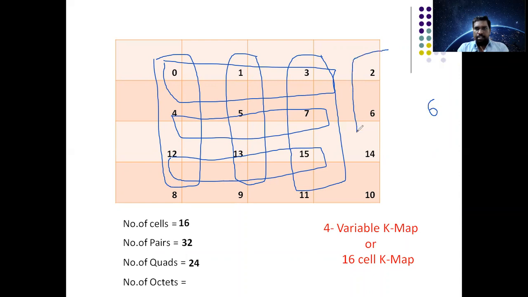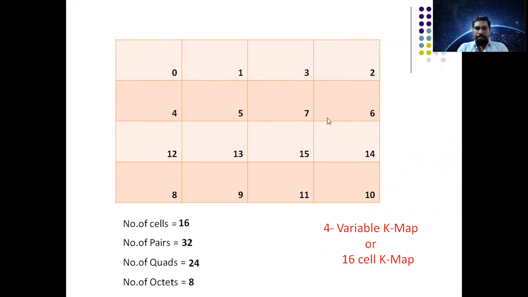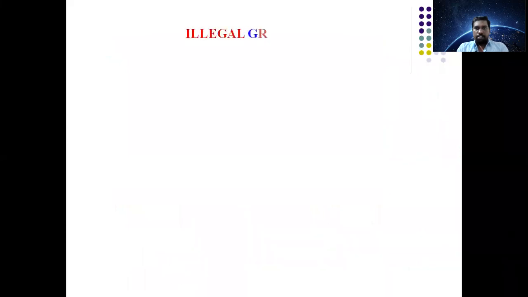Next, this last column with first column will be one octet. Likewise, last row with the first row entirely will form one octet. Totally, you will have 8 types of octets in a 16 cell K-map. Okay, this is the relevant important information regarding these 4 different types of cells. Okay, clear? Now we will come across a simple concept, which is nothing but illegal grouping.